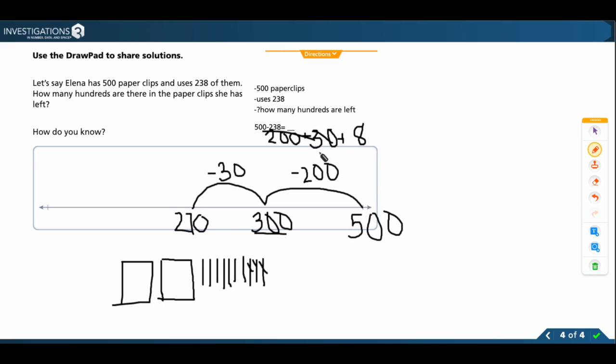Then I'm going to take away 8. And I'm first going to make it into a friendly number. So I'm going to take away 5. And then 3.